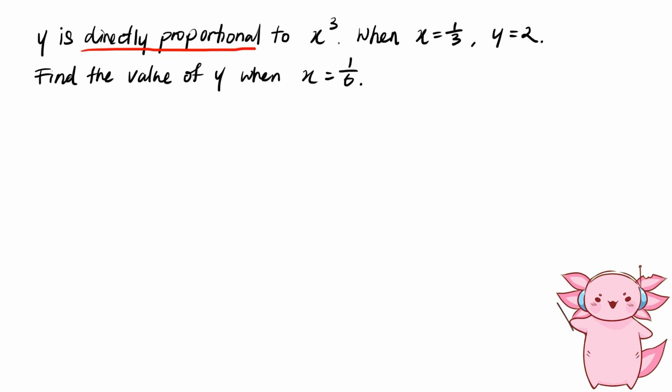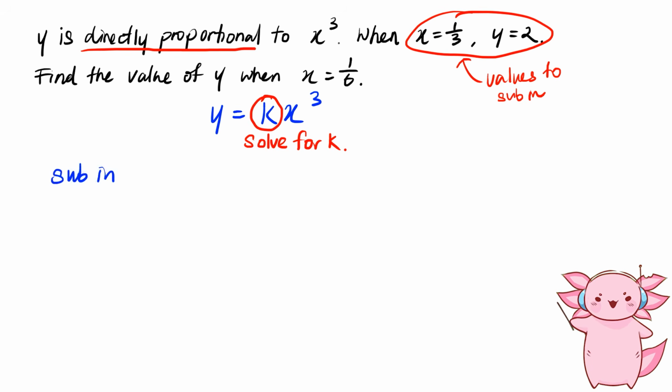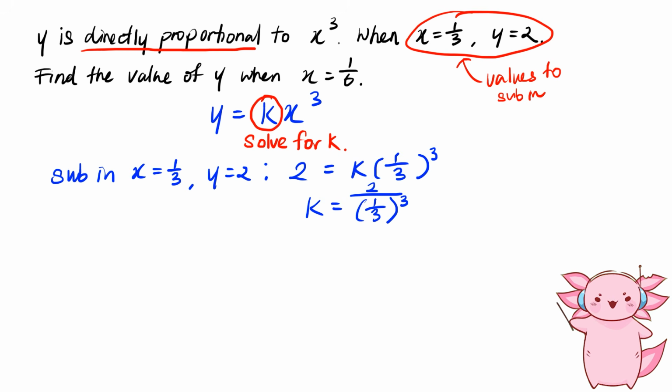Since y is directly proportional to x cubed for this question, we get the formula of y is equal to kx cubed. Now when they give us values that we can use, the trick is to solve for this k value over here. So let's try to sub in x is equal to 1 over 3 and y is equal to 2 to find the value of k, which works out to be 54.